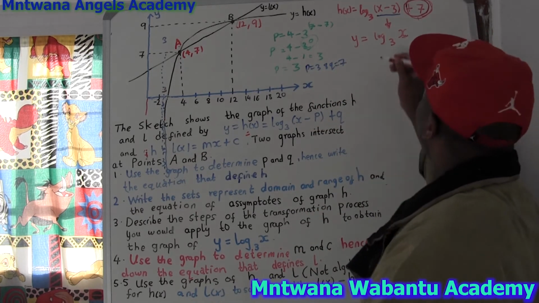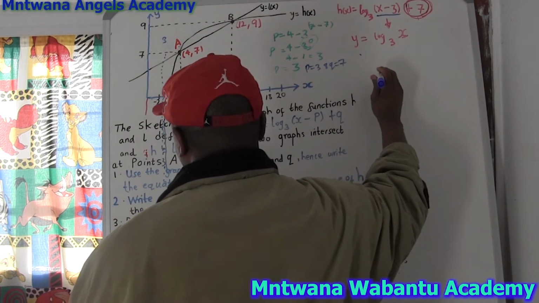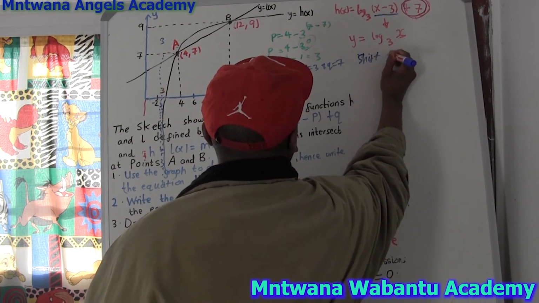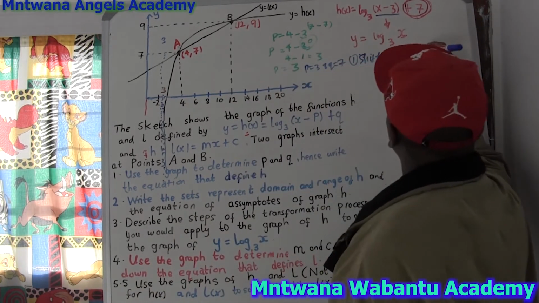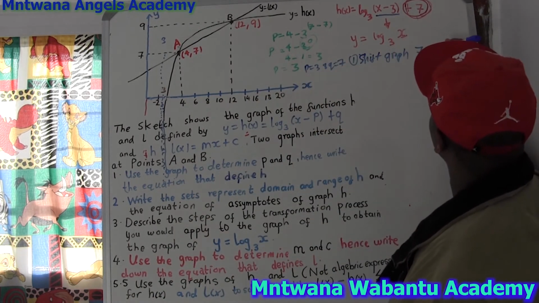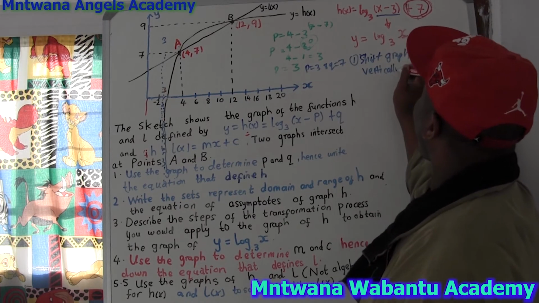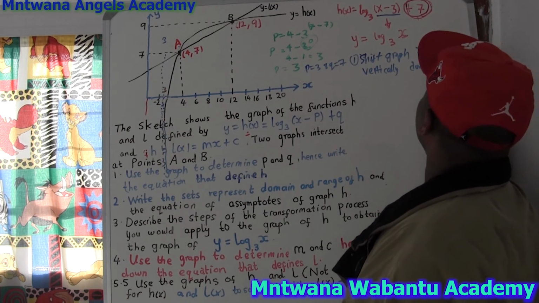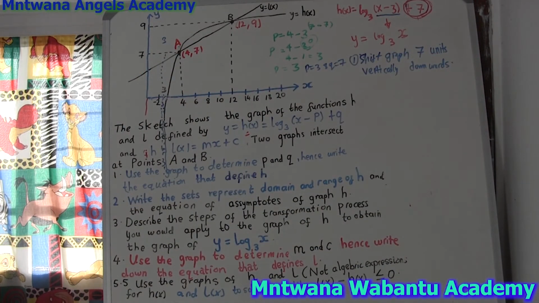Okay, so now the first step of the transformation: we're going to shift the graph 7 units vertically downwards.